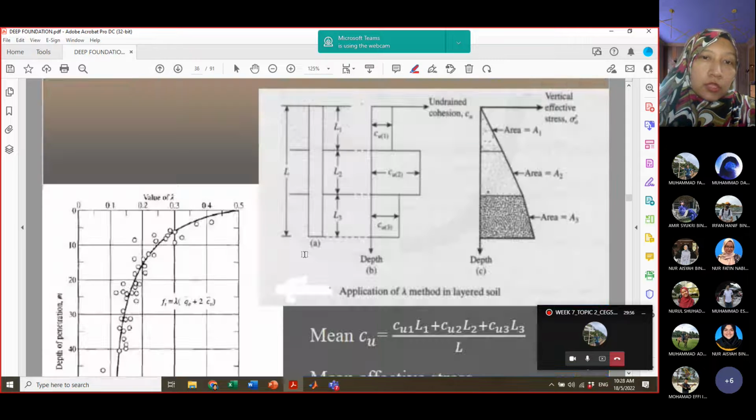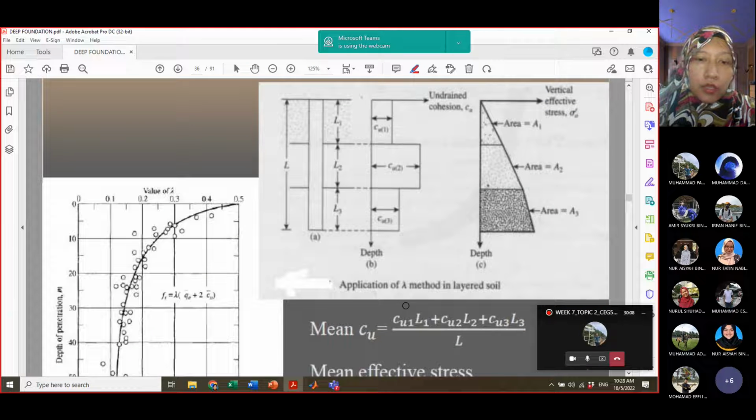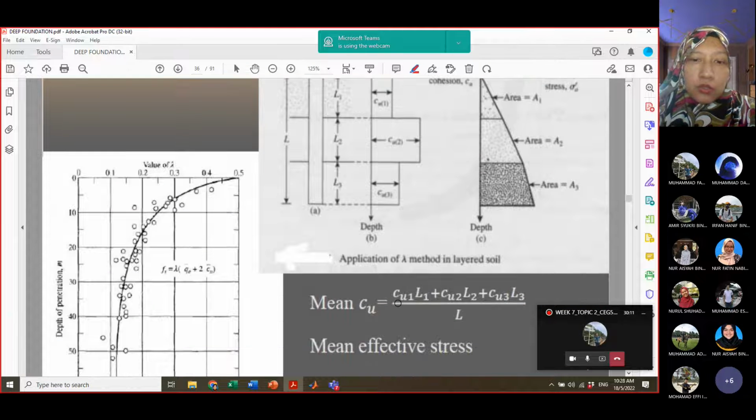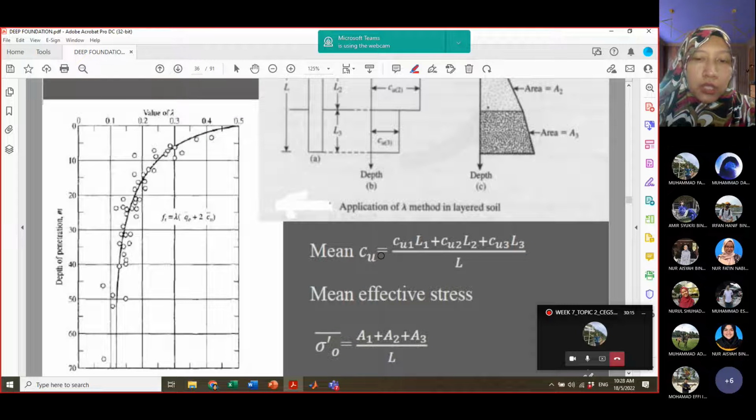Okay, yang ni pun yang sama, cuma berbeza kepada lambda. And the next slide, you may see the detailed explanations how to get the average effective overburden pressure at the center of the pile length dan juga average mean shear strength. So this is how you can see the calculation to determine mean CU dan juga mean effective stress.